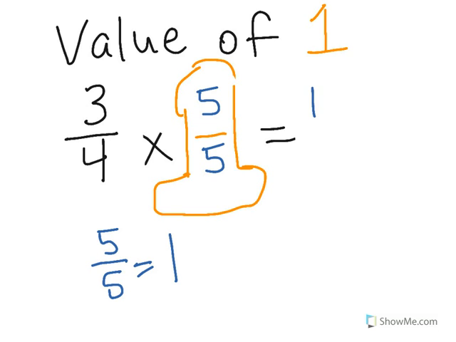3 times 5 is 15. 4 times 5 is 20. The value of my fraction is still the same. If I asked you to simplify this, you would simplify it back to 3/4. This is using the value of 1. It makes converting fractions simple and easy.